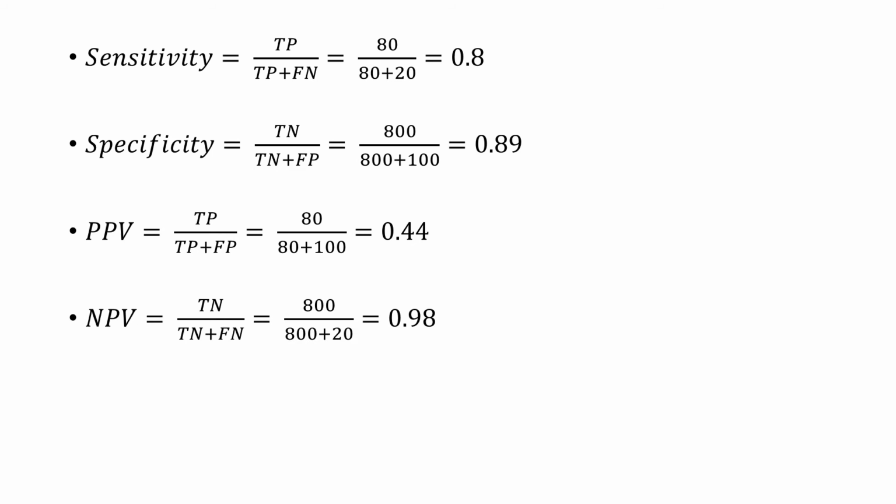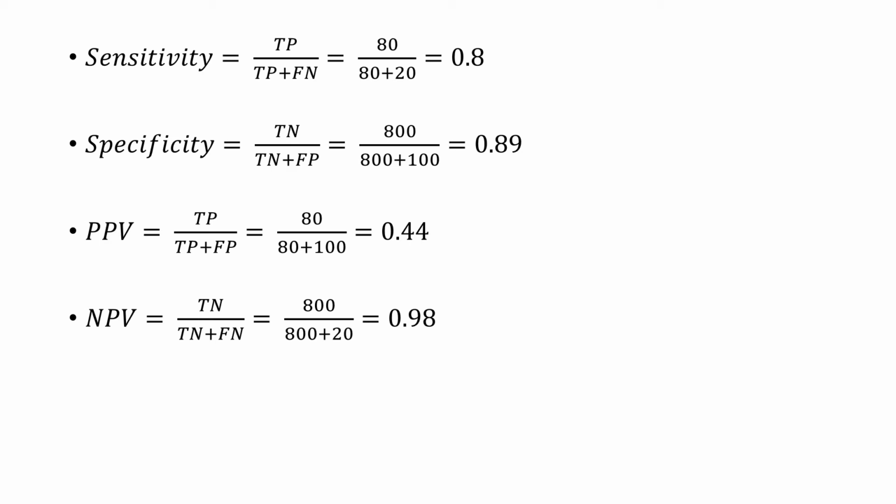And finally, NPV, which is true negative over true negative plus false negative, which equals 800 over 800 plus 20, which equals 0.98. This says for everyone who tested negative, 98% of them will not have the disease.